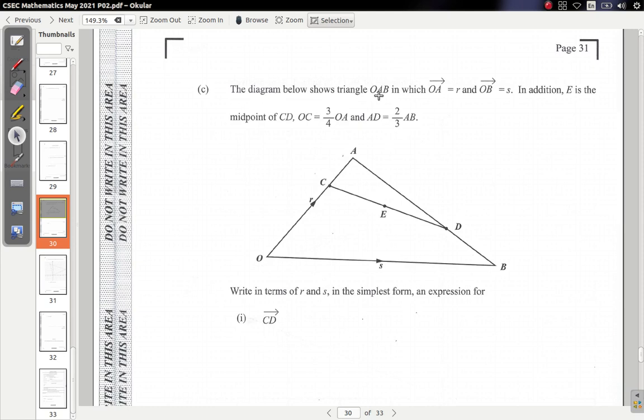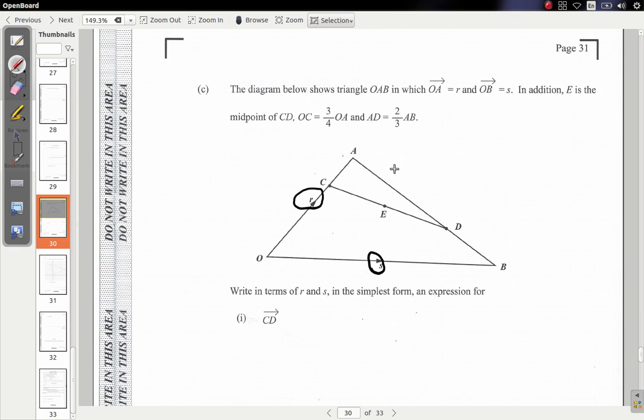The diagram below shows triangle OAB. Here, OA is equal to R. From O to A is labeled R, as you can see here. Here, OB, from O to B, is labeled S.